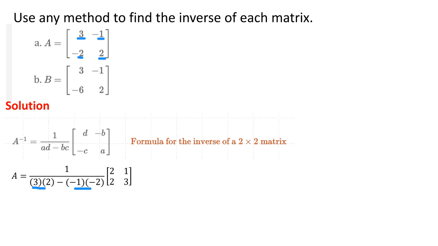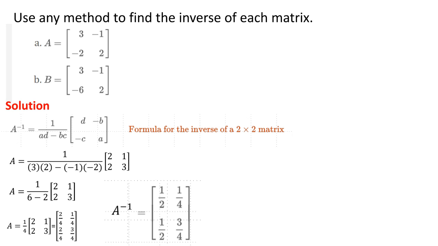I'm going to switch A and D, so I'm going to have a 2 and a 3. And then for B and C, notice that you had a -1 and a -2, so we change the signs to +1 and +2. If we simplify, 3 times 2 is 6, minus -1 times -2 is a +2. 6 minus 2 is a 4. So we end up with 1/4 times the matrix 2, 1, 2, 3.